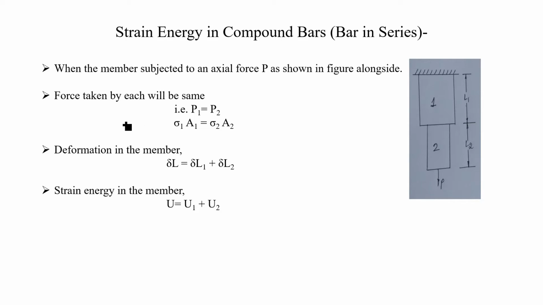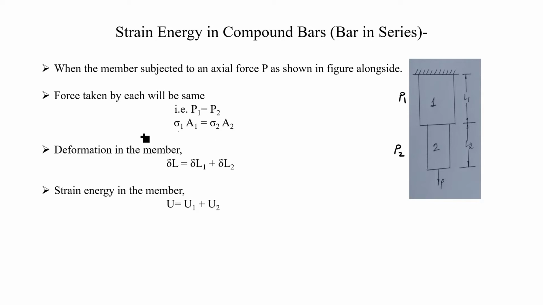Let's talk about the forces which are taken up by each bar. Say the first bar is taking up force P1 and the second bar is subjected to the force P2. We can say that the two bars are subjected to equal amounts of force. When I say force, I can talk in terms of stress. When the body is subjected to some amount of force, the body will react and show some amount of stress. So I am writing here sigma 1 A1, which is P1, will be equal to sigma 2 A2, which is P2.